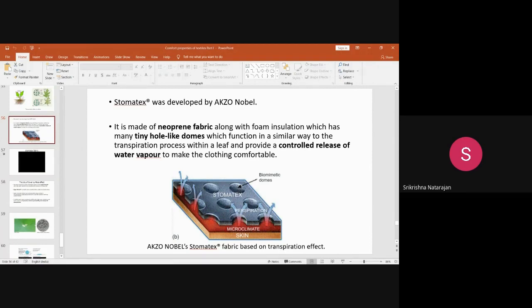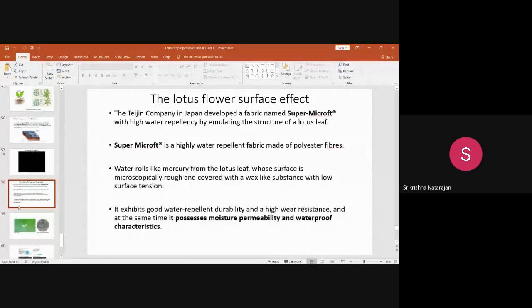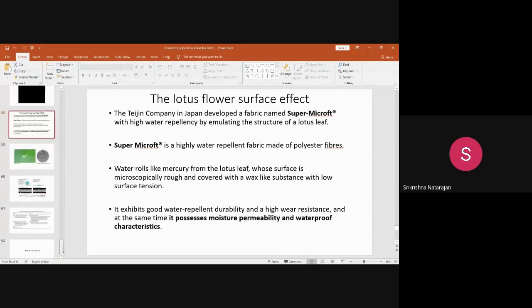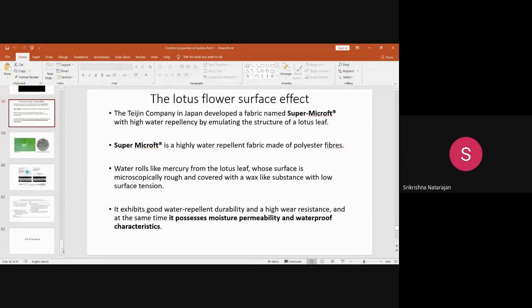That is why this rubber is used, which is a neoprene. So this is one of the biomimetics, which is Stomatex. Next is the lotus flower effect. This lotus flower effect is a very common phenomenon, which you may have also seen. The lotus leaf, how it looks like.